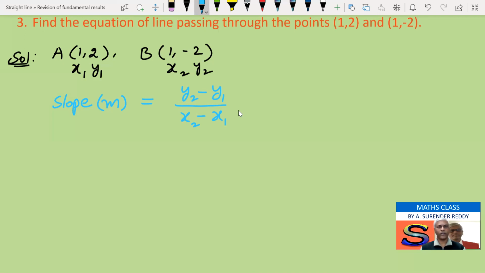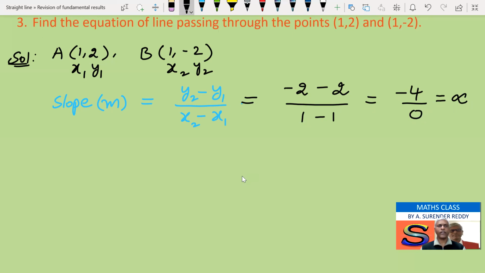This is the formula to find the slope when two points are given on a line. So now, y2 value minus 2 minus y1 value 2, divided by x2 value 1 minus x1 value 1, that is minus 4 by 0, that is not defined. Here the slope is not defined. If the slope is not defined, then it is a vertical line.